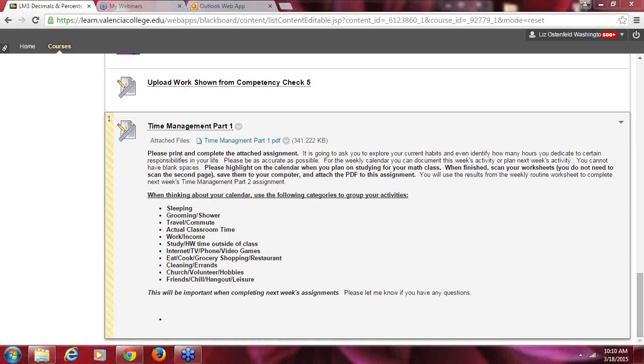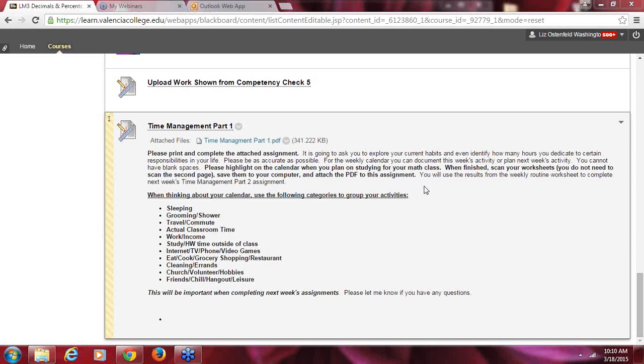So as you can see, the first sentence is, please print and complete the attached assignment. It's going to ask you to explore your current habits and even identify how many hours you dedicate to certain responsibilities in your life. Please be as accurate as possible. For the weekly calendar, you can document this week's activity or plan next week's activity. You cannot have blank spaces. Please highlight on the calendar when you plan on studying for your math class.